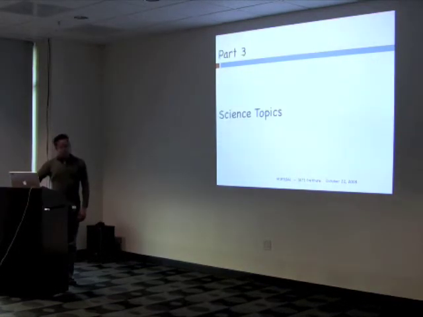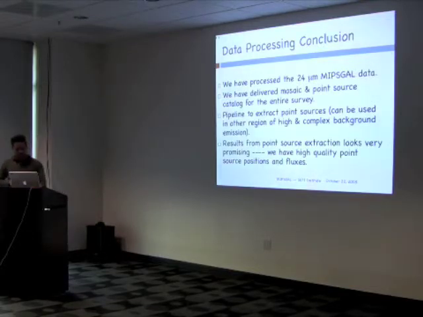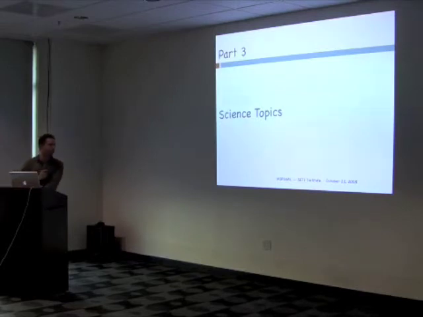So the conclusion in data processing is we have done the processing, it's available in the archive, and people can go and start playing with it. We have used the pipeline to extract point sources from other regions like Cygnus X and so on and so forth, and it seems to be working perfectly fine. So there are still a lot of improvements to be done, but that will come in the second version. We have very good source fluxes and astrometry and photometric data.